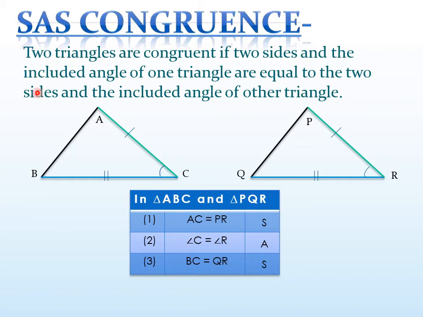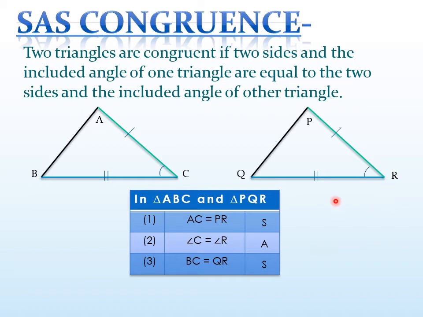So if we take the triangle ABC and PQR, we can clearly see that AC is equal to PR. AC is given as equal to PR. Then angle C is equal to angle R, and BC is equal to QR. The side BC is equal to QR. So these are the conditions which are given.